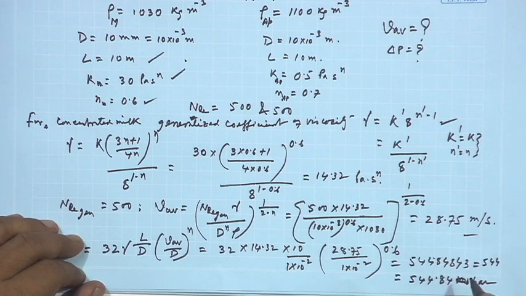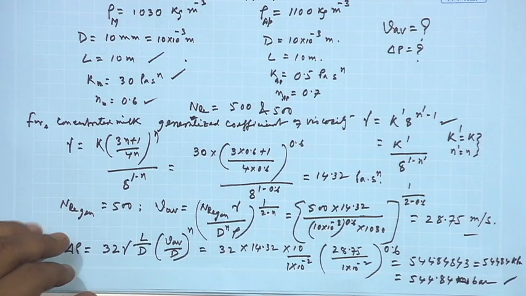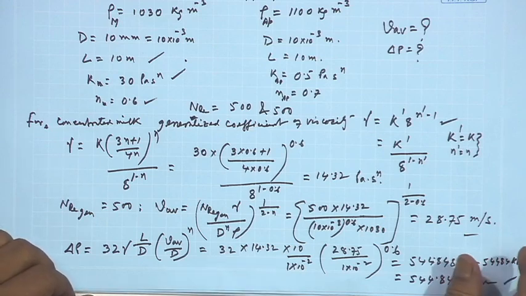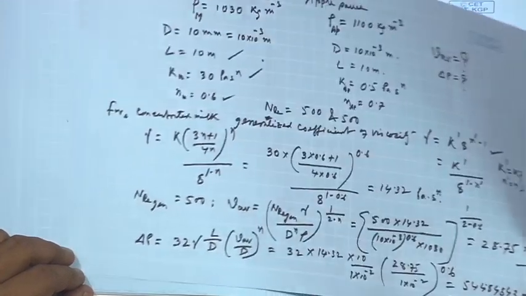So, 54484 kilo Pascal, right. So, if we convert it into bar, then it is around 554.84 bar, right. Now, this is for milk.